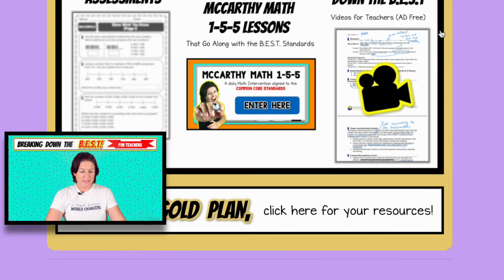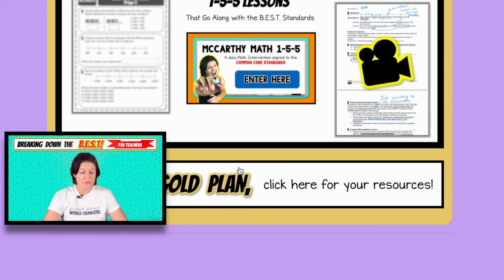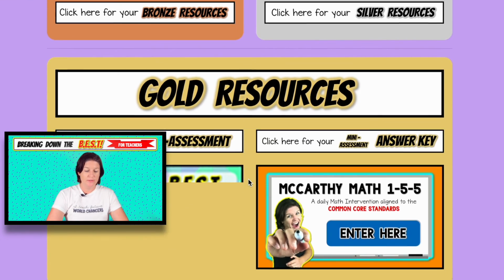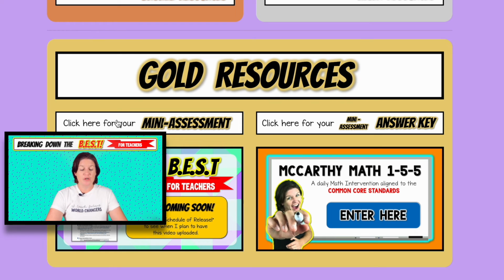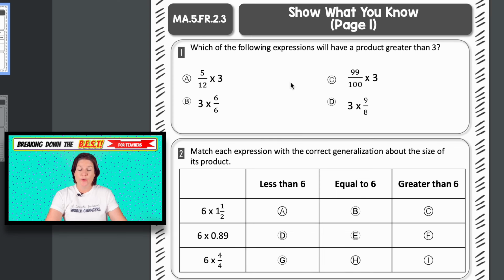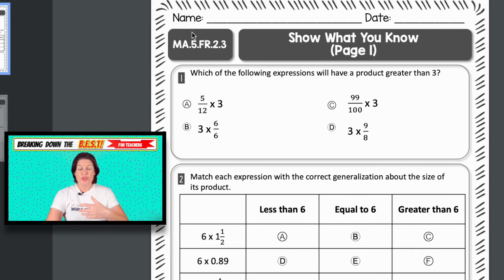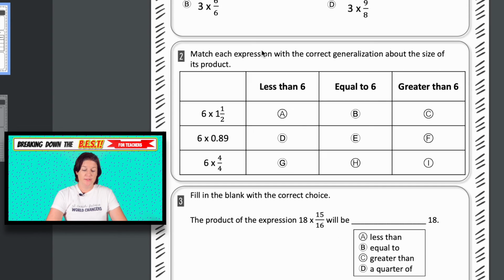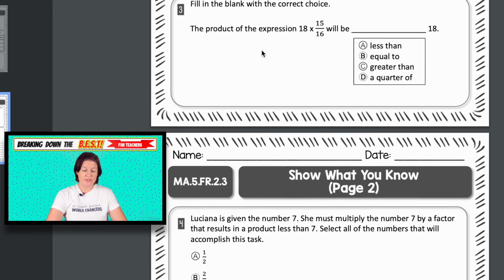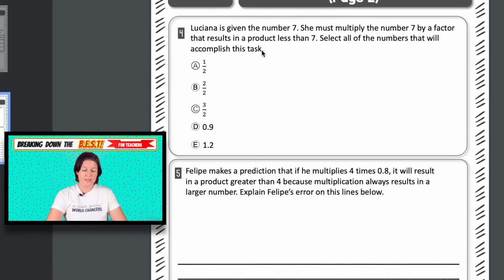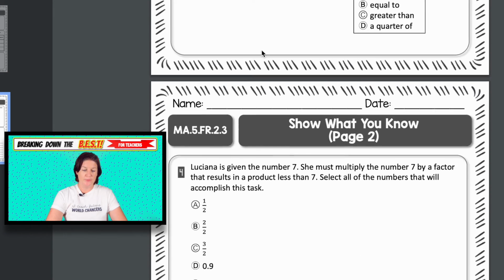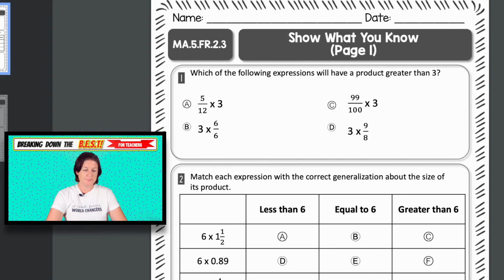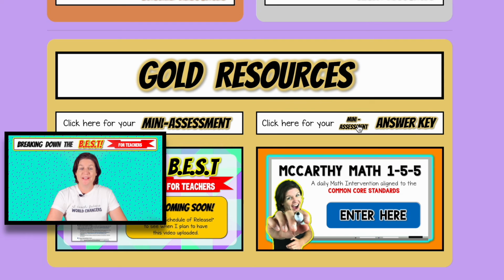And if you have the gold plan, you have access to even more. So with the gold plan, you have everything that we've gone over, plus you have the mini assessment. It has a variety of question types based on the standard. You can give this as a mini assessment, or it can be extra practice. Scroll down so you can see the variety of question types. There we go. Okay. And you've got your answer key right here.